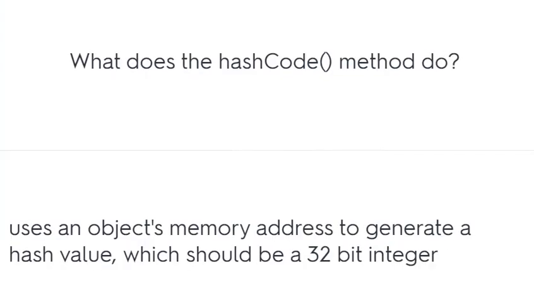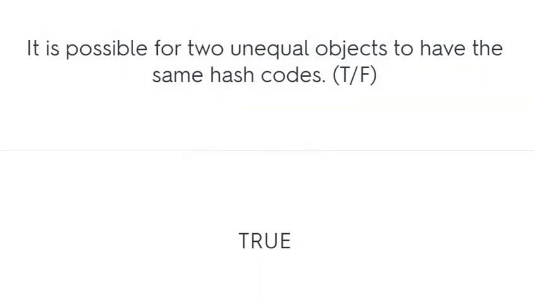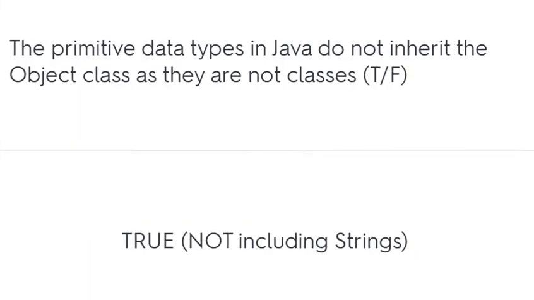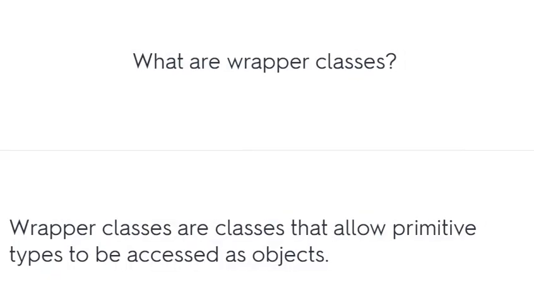What does the hashCode method do? Uses an object's memory address to generate a hash value, which should be a 32-bit integer. It is possible for two unequal objects to have the same hash codes. True. The primitive data types in Java do not inherit the Object class as they are not classes. True. What are wrapper classes? Wrapper classes are classes that allow primitive types to be accessed as objects.